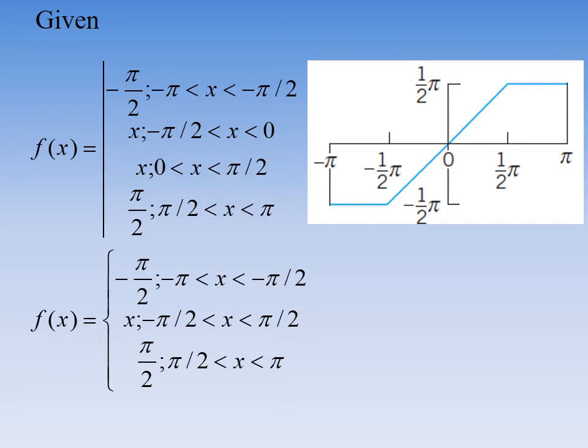So f of x is equal to minus pi by 2 when x lies between minus pi to minus pi by 2, and it is x when x lies between minus pi by 2 to pi by 2, and it is equal to pi by 2 when x lies between pi by 2 to pi.